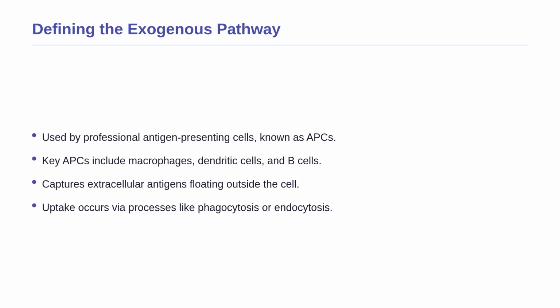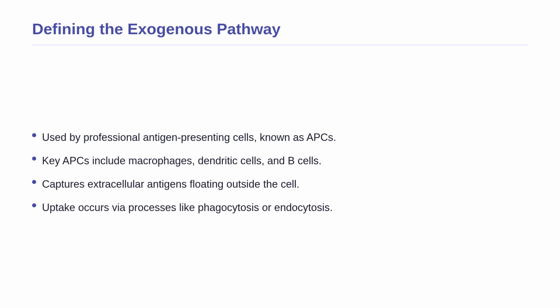Now that we have our fortress analogy in mind, let us look at the formal biological definition. The exogenous antigen processing pathway is a specialized cellular mechanism. It is primarily used by what we call professional antigen-presenting cells, or APCs. The main players here are macrophages, dendritic cells, and B cells, which act as our elite guards.